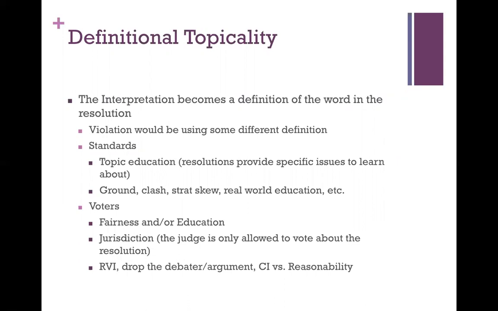Voters would be fairness and/or education. Jurisdiction, which essentially means the judge is only allowed to vote about the resolution, but jurisdiction is actually a standard. Don't know why that's there. RVI, just some implications. RVI, drop the debater / argument, counter interpretation versus reasonability, stuff like that.